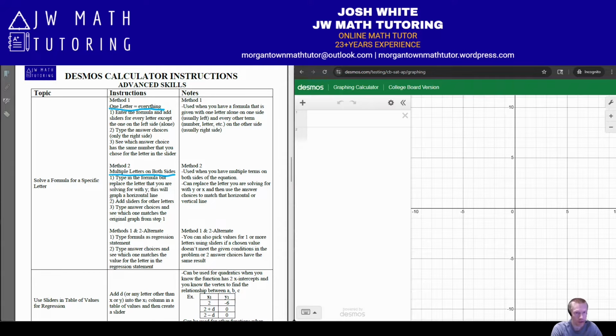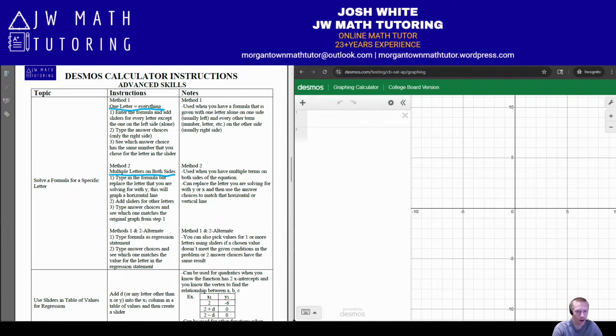So essentially what you're going to do is take the formula you're given, but type it in as a regression statement. So you're going to type the exact equation that you're given, but just use a tilde instead of an equal sign. It's going to automatically fill in values for all the letters in the formula. Then you're just going to type the answer choices and see which one matches the value for the letter that you're supposed to solve for, because the value for that letter is going to be in the regression statement.